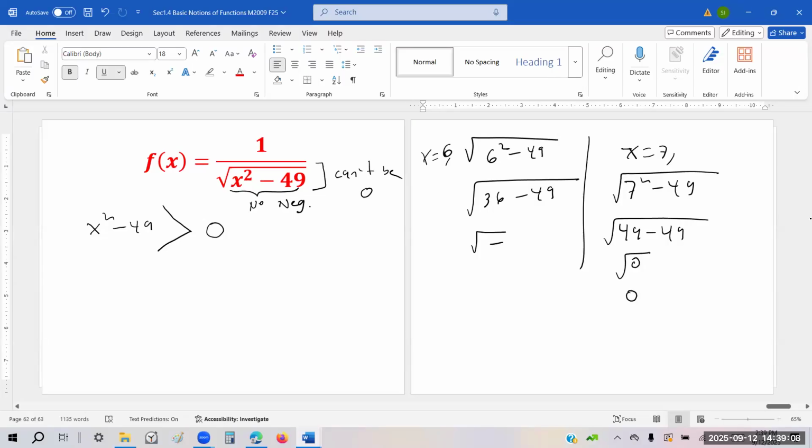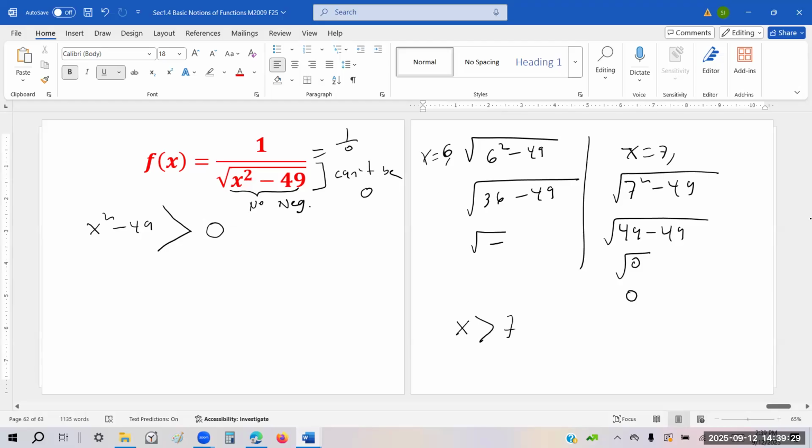What is the square root of 0? 0. No problem. But this becomes 1 over 0. What is 1 over 0? It doesn't exist. It cannot be 6. It cannot be 7. See? It has to be bigger than 7. True.